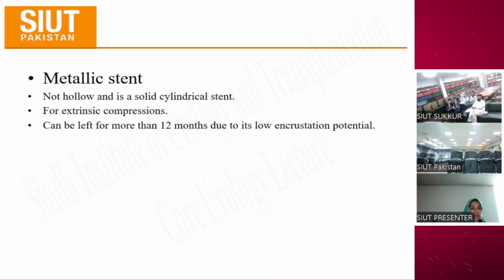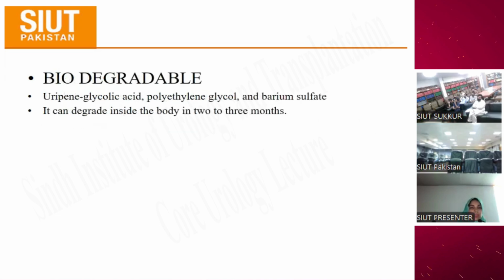Metallic stents are hollow or solid cylindrical stents for extrinsic compressions. They can be left for more than 12 months due to their low incrustation potential. Among biodegradable stents, we have the Uripane DJ stent, which is made up of glycolic acid, polyethylene glycol, and barium sulfate. It can degrade inside the body in 2 to 3 months. So there is no need to remove the stent, and we can prevent forgotten DJs.